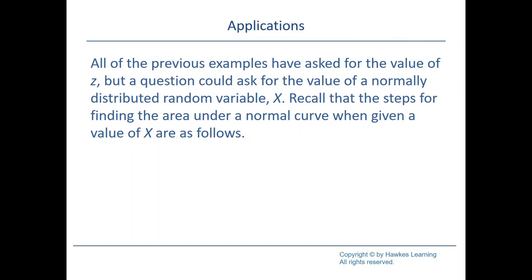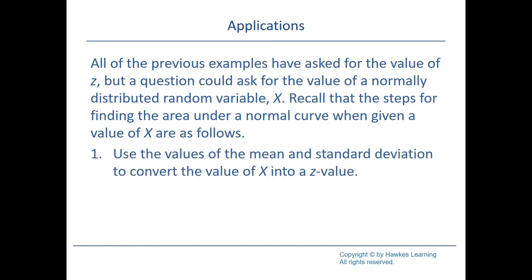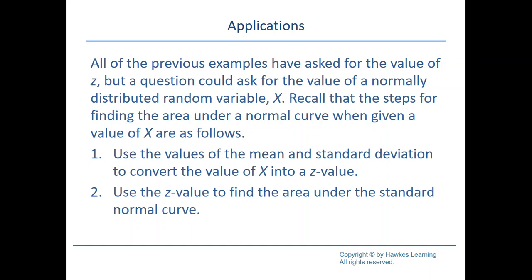Now, all the previous examples have asked for values of z, but understand that these questions could actually ask for a normally distributed random variable, which would be those x variables. So recall the steps for finding the area for a normal curve when given an x value. We use the values of the mean and standard deviation to convert from an x into a z value, and we can use the z value to find the area under the standard normal curve. This is what we were doing in previous problems.